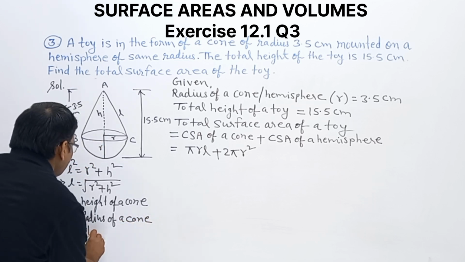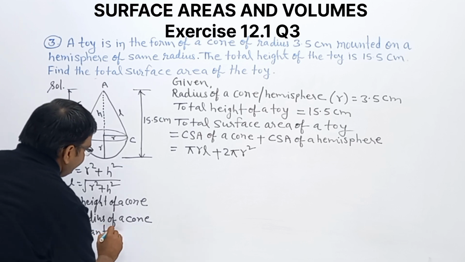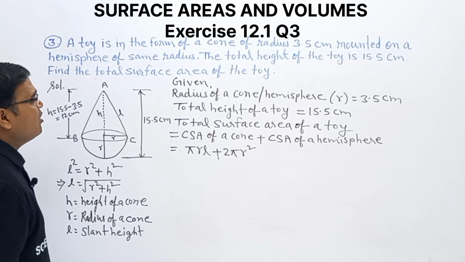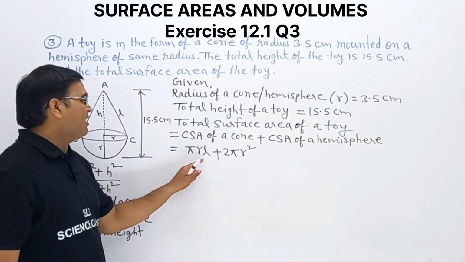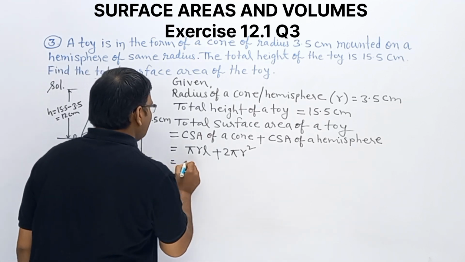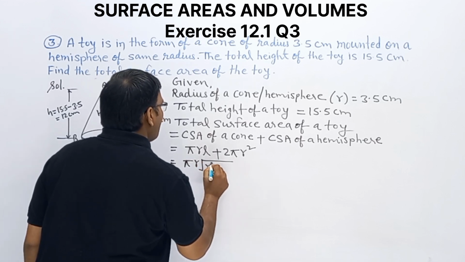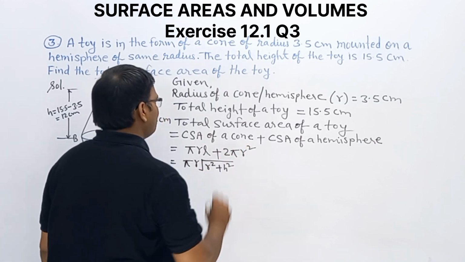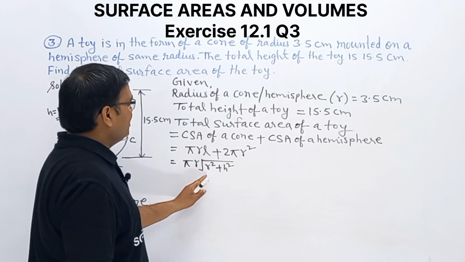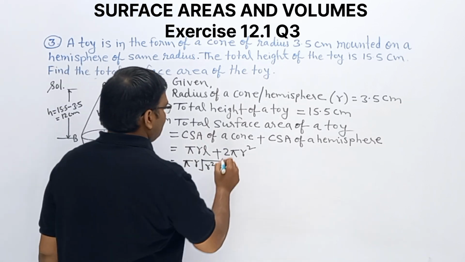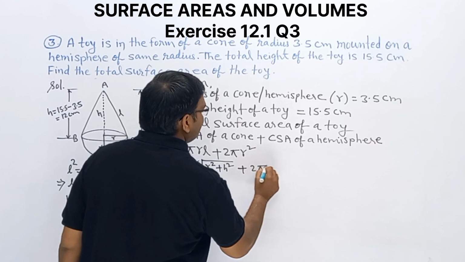So the curved surface area of a cone has the slant height, and this can be written as pi into r into square root of r squared plus h squared. Yes or no? l can be written like this. We understand well. Plus 2 pi r squared.